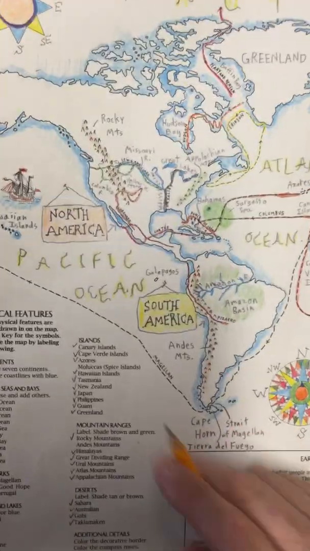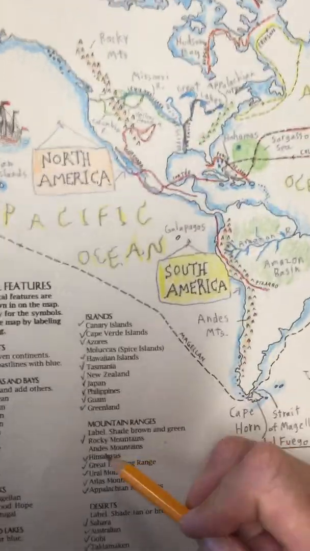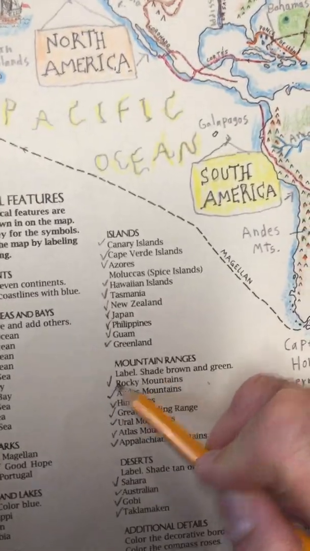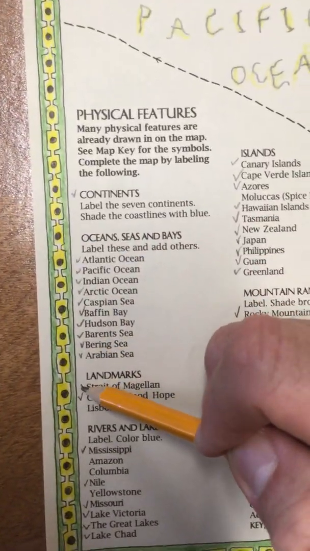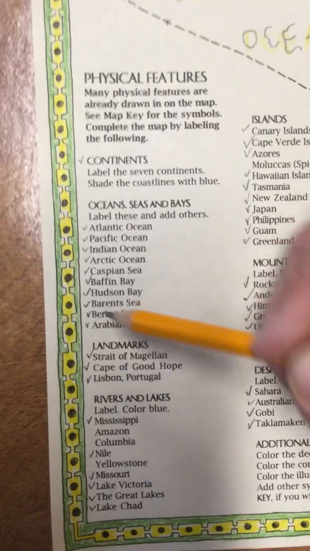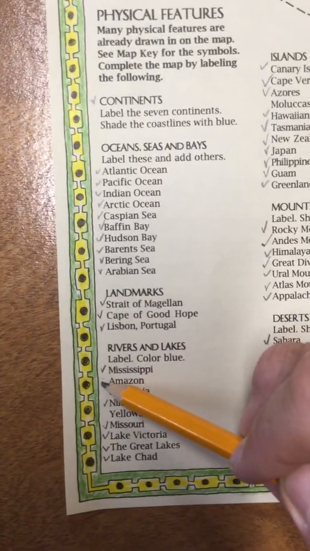Okay, let's look through our mountain ranges here. We can check off that we did the Andes Mountains. So let's make a quick check. I think, Strait of Magellan, we can check that off. Lisbon. We labeled the Amazon.